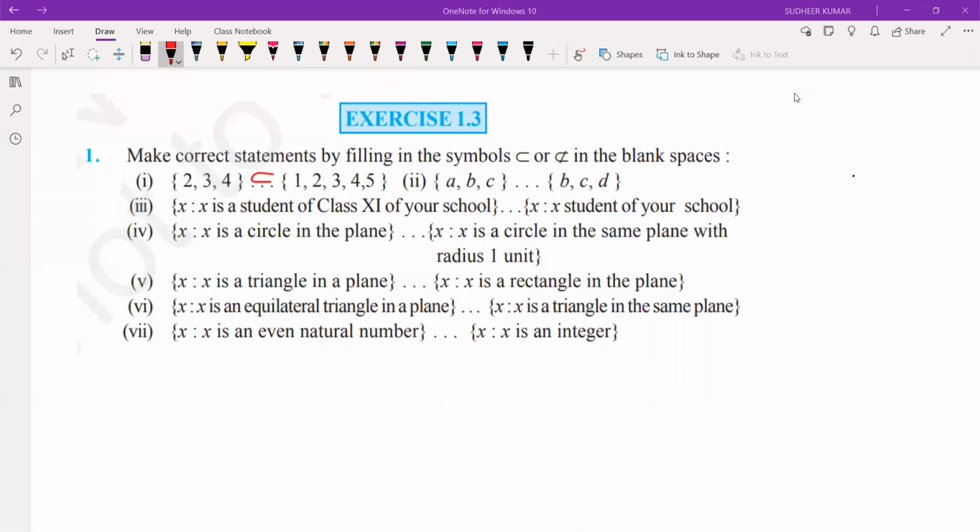So what about the next one? Not a subset. Not a subset, since from the first set, A is not present in the second set, so it is not a subset. So the third one: x such that x is a student of class 11 of your class, and x such that x is a student of your school. Is it a subset or not? Yes, sir. Since you are in 11th standard, it is a subset.